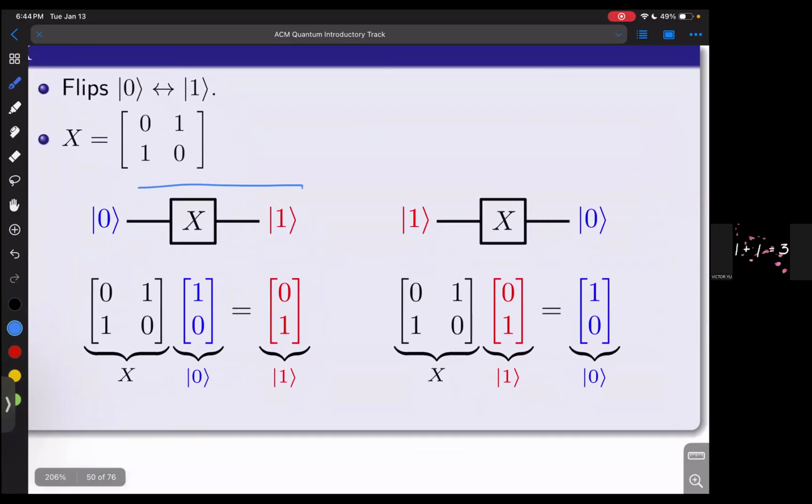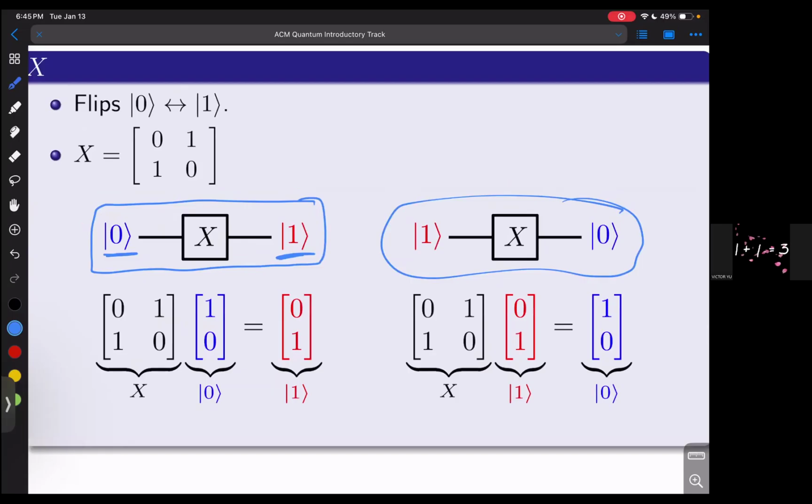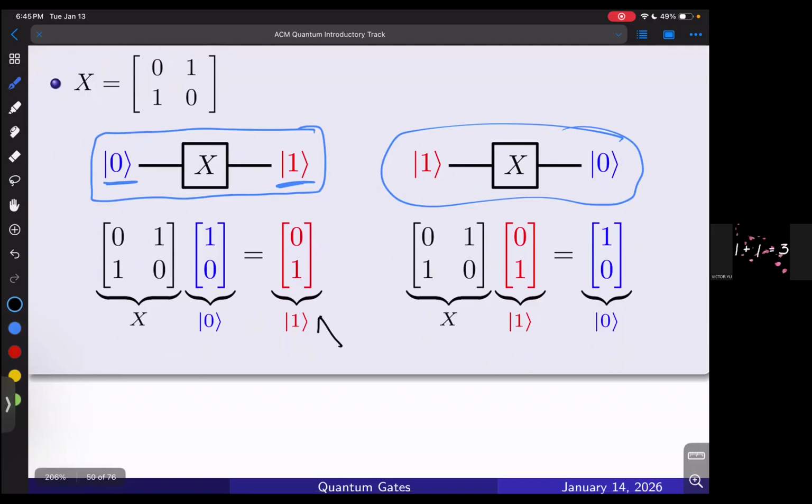This is a circuit diagram. Let's say we start in the 0 state, and then we apply this X gate, and then we end up in the 1 state because we flipped it, and vice versa. If we start in the 1 state, we apply the gate, then we'll end up in the 0 state. And here's the formalism in matrices and vectors. If we start in the 0 state and we apply this matrix that represents the X gate, if you know how to do matrix multiplication, you'll actually get the vector representation of the 1 state. Does that make sense to everyone? Any questions?